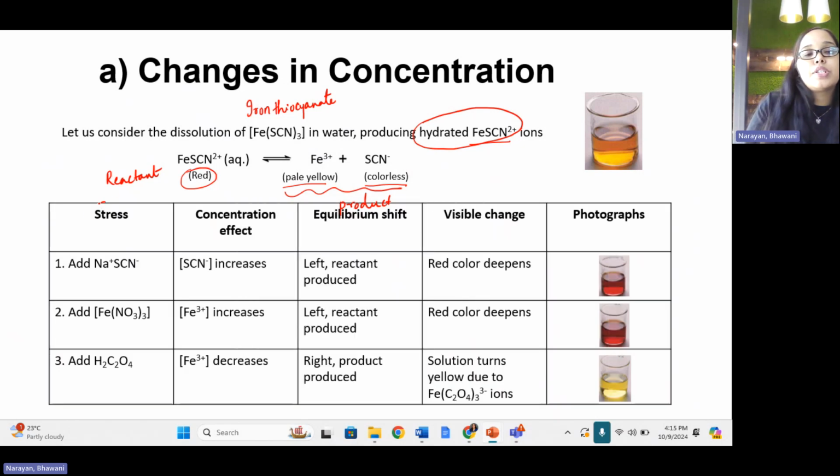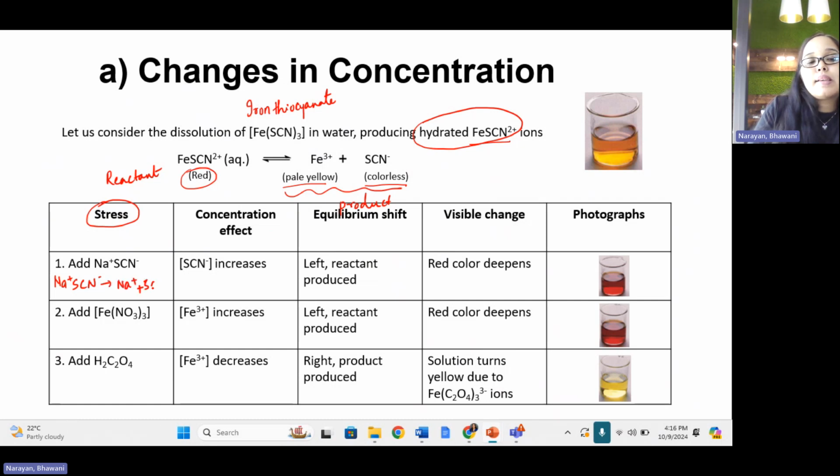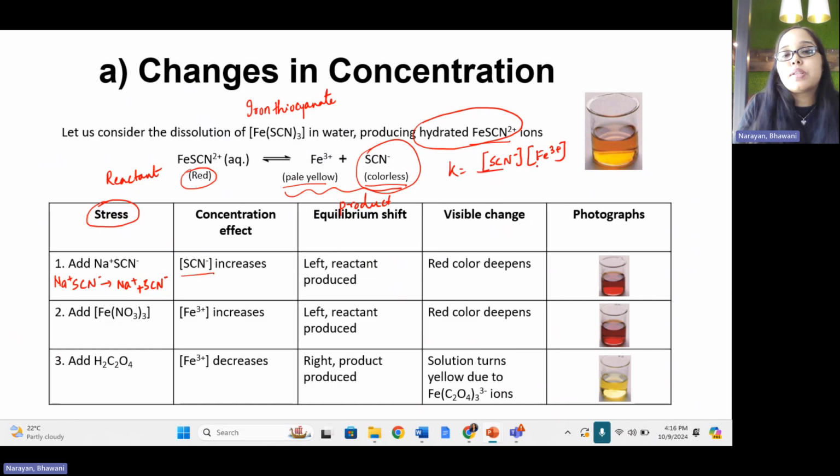I would define the changes as stress, and then say what the concentration effect is, how the equilibrium shifts, and what the visible change is. I have also put some photographs for aiding the eye. Say my first stress is I add a lot of sodium thiocyanate. Sodium thiocyanate dissociates as Na+ and SCN-. So let me write down that reaction for you. As a result, the concentration of thiocyanate increases, so we are increasing the concentration on the product side. My equilibrium constant is going to be the concentration of products, thiocyanate and Fe3+, over the concentration of reactant.